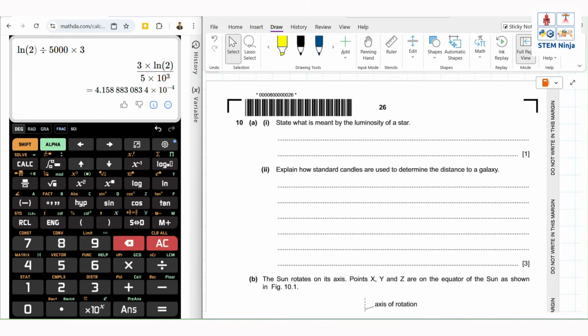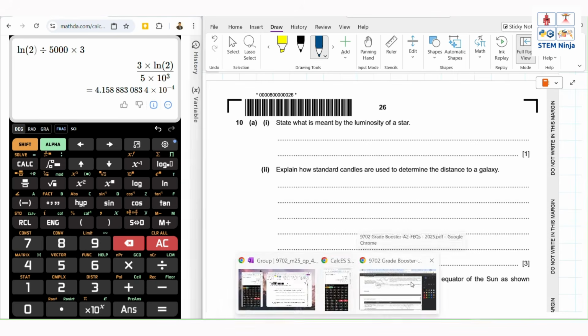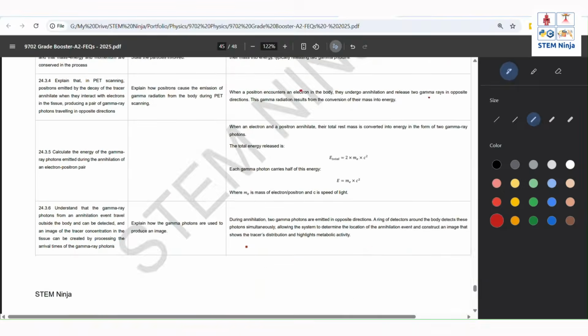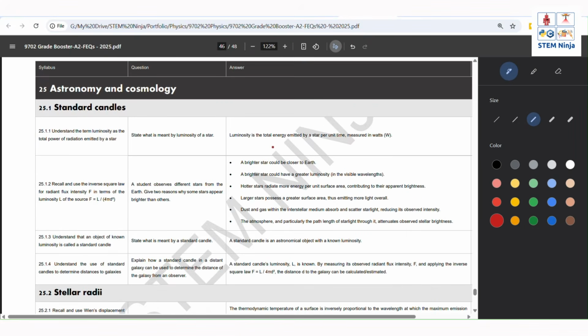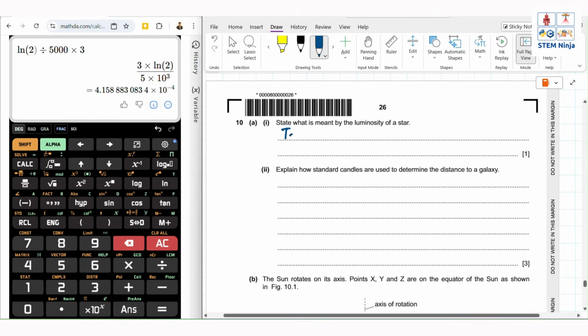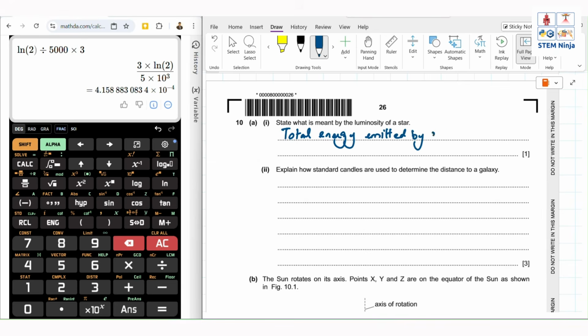State what is meant by luminosity of the star. Again, we can answer that over here. Luminosity is the total energy emitted by the star per unit time. You can also say it is the total power of the radiation. Total energy emitted by a star per unit time.